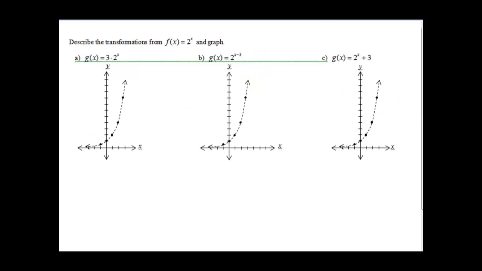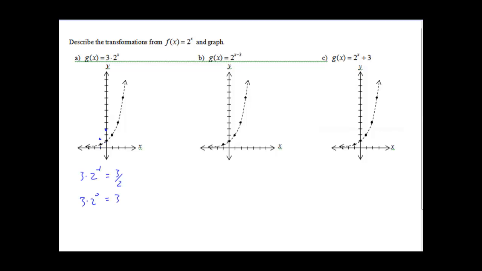So now we need to describe the transformations based on f of x equals 2 to the x and graph it. What we can do is take the points that are given and replug them back in. If we start here at -1, 3 times 2 to the -1 is going to give us 3 over 2. So this point on the far left is going to go up. Instead of about a half, we're going to go up 1.5 and put a dot. If we do 0, we're going to go 3 times 2 to the 0, which gives us 3. So 1, 2, 3.